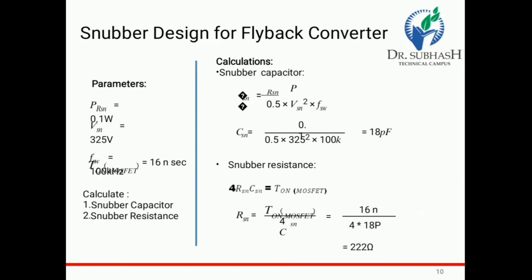Now dear students, we can design the snubber circuit for a flyback converter. For the given parameters, the power PRSN equals 0.1 watt. The voltage of the snubber circuit VSN is 325 volt, and the T on of the switch is 16 nanosecond. Now we can calculate the snubber capacitance and snubber resistance.